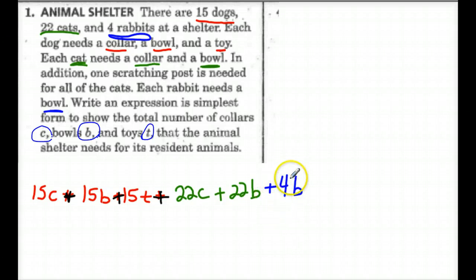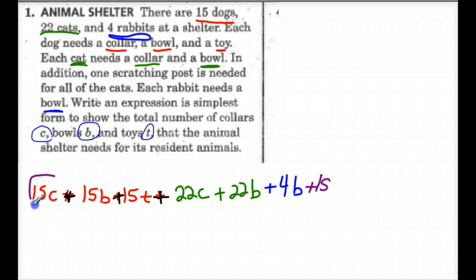So now, just like always, we want to make sure we get all of our like terms added together. Oh, and we're going to add in that scratching post. So maybe we'll let the scratching post be purple, and we'll add that in. We'll call that an S, 1S for scratching post. Okay, so now all of our like terms together.